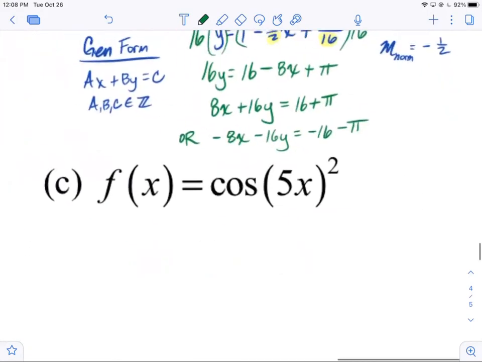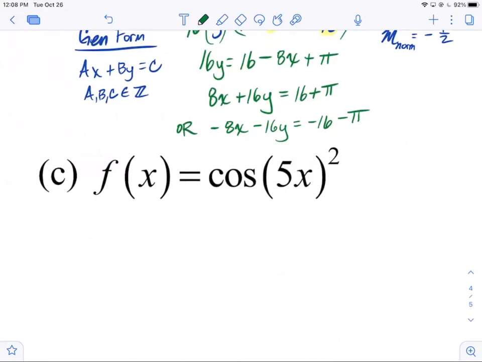All right, letter C. Now we have cosine of 5x squared. What are we actually squaring? Just the 5x.